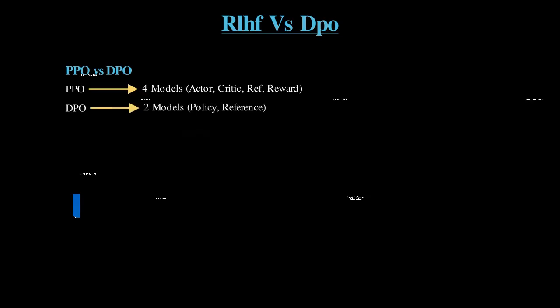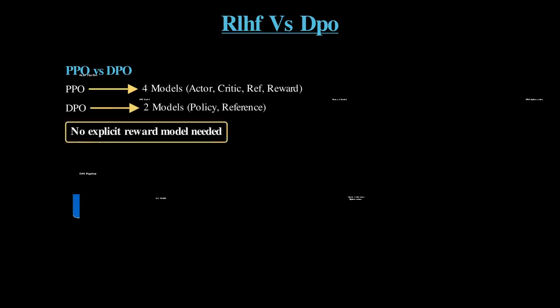Traditional RLHF using proximal policy optimization requires 4 distinct models in memory: the actor, the critic, a reference model, and a reward model. That is a massive distributed systems problem. DPO simplifies this radically. By reparameterizing the reward formulation, DPO eliminates the critic and the reward model. You only need the model you are training, the policy, and a frozen reference model. This turns alignment into a straightforward, supervised learning problem.